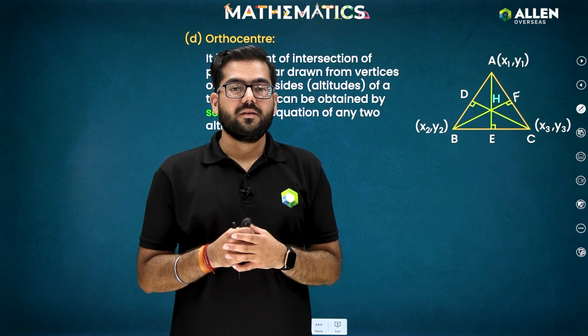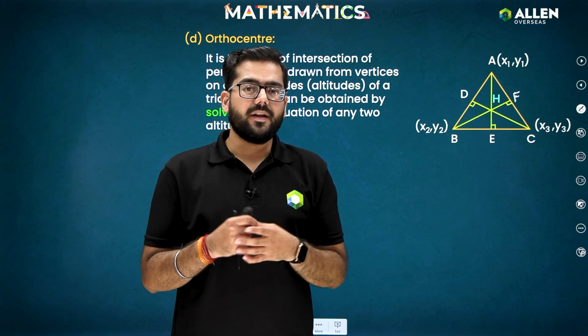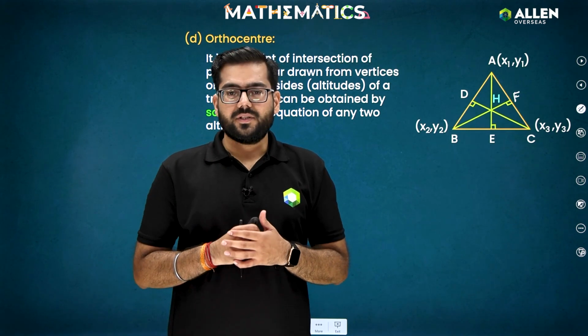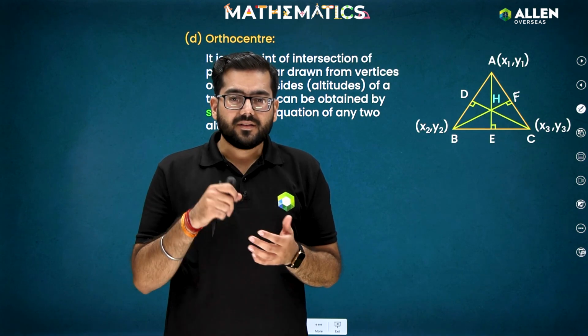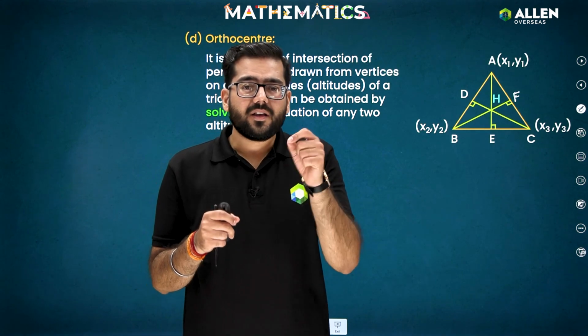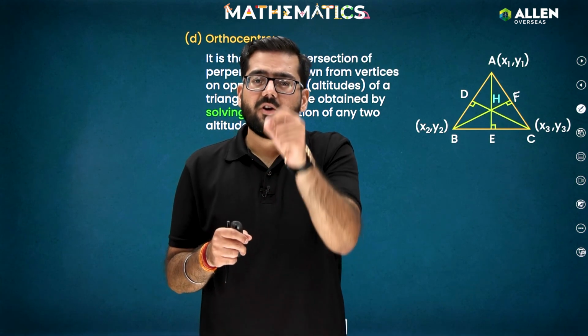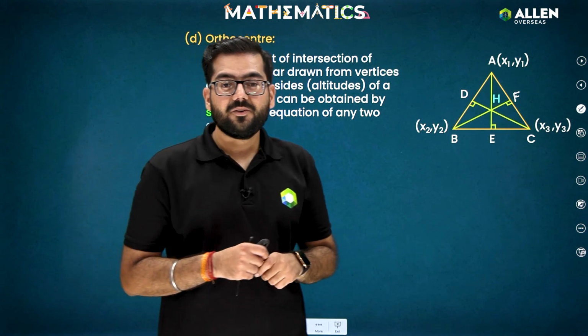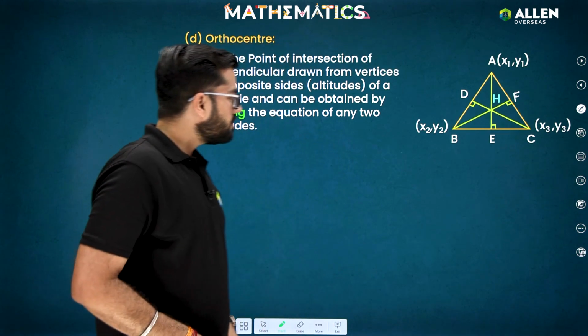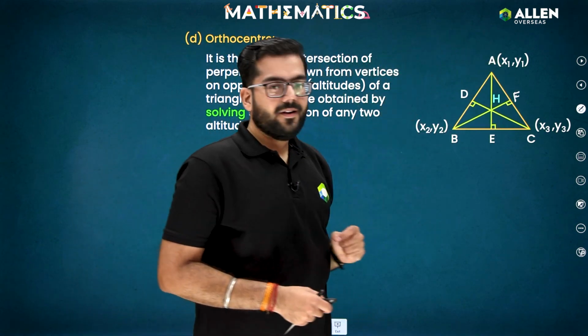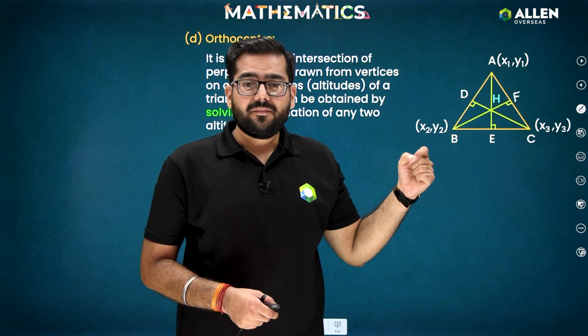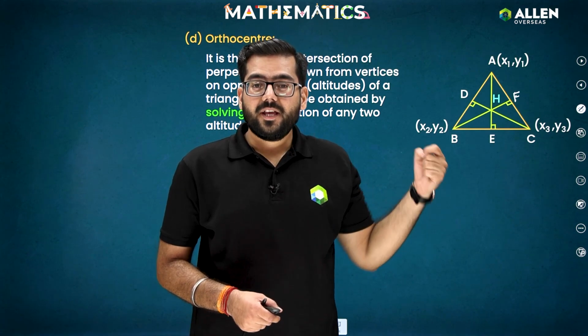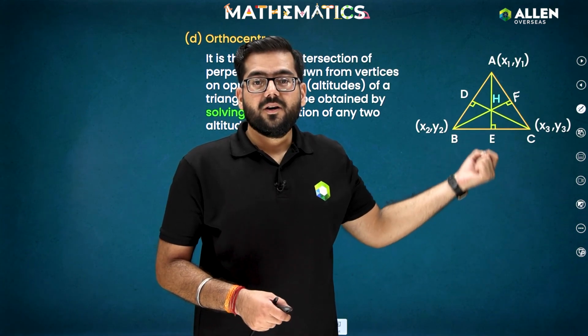But again the main question is, sir, how to find the coordinates of the orthocenter? The answer is simple. You can find it again by solving the equations of the altitudes. Why am I telling you this? You know, this is an altitude. The same kind of work which we did for the circumcenter you can again do for the orthocenter.